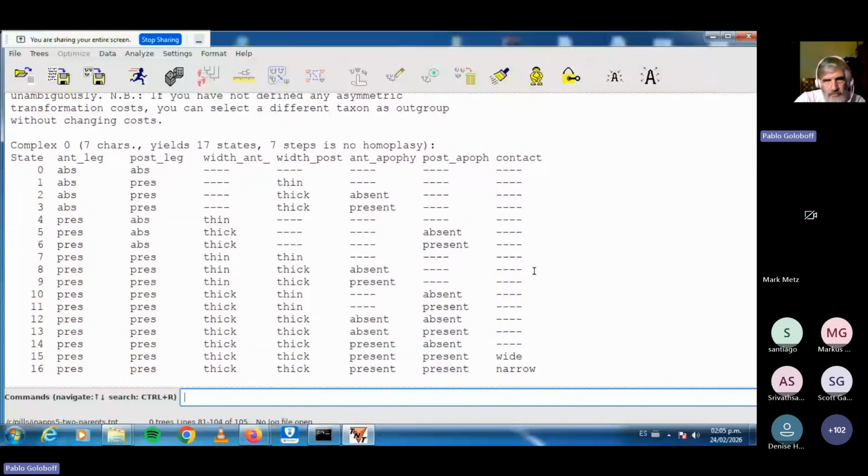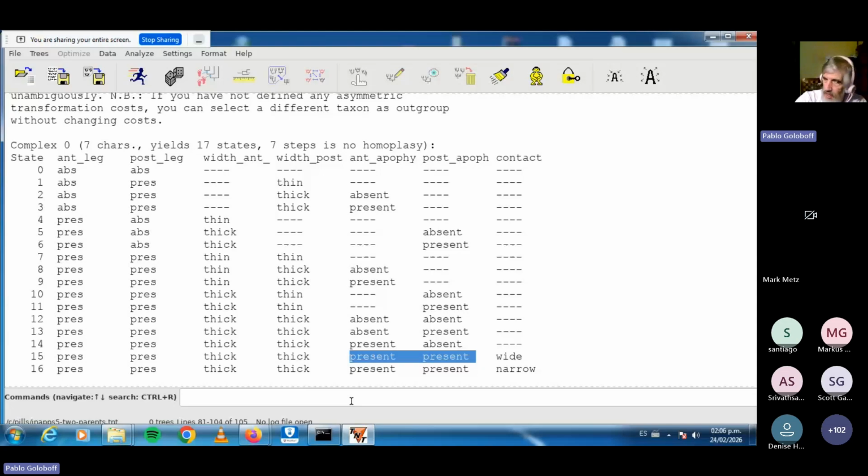You can see that if either the anterior apophysis or the posterior apophysis are absent, then the contact zone is inapplicable. Sorry, absent or inapplicable, right? So the contact zone can be defined as wide or narrow only when both the anterior and posterior apophyses are present. Of course, you could have chosen different states, but this is depending on two things. Any of those two things which are not present, you get inapplicable for the last character.